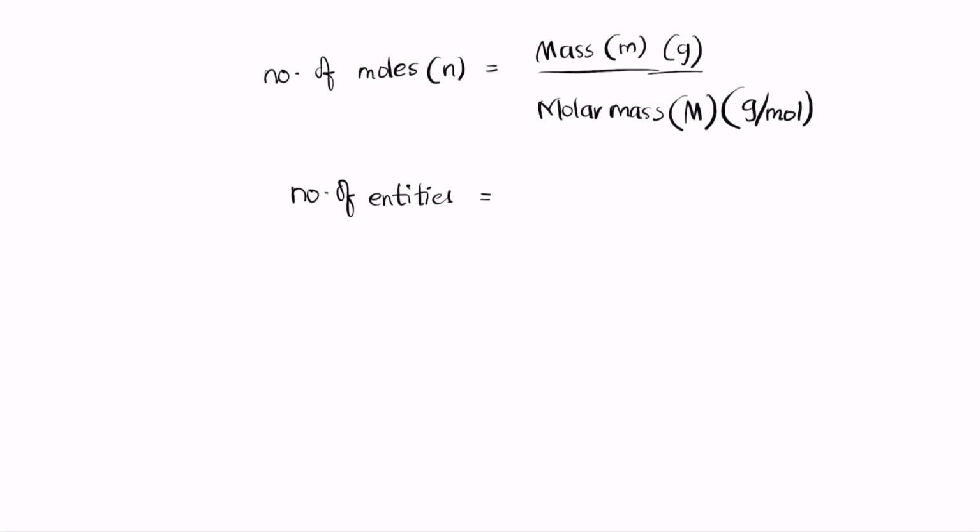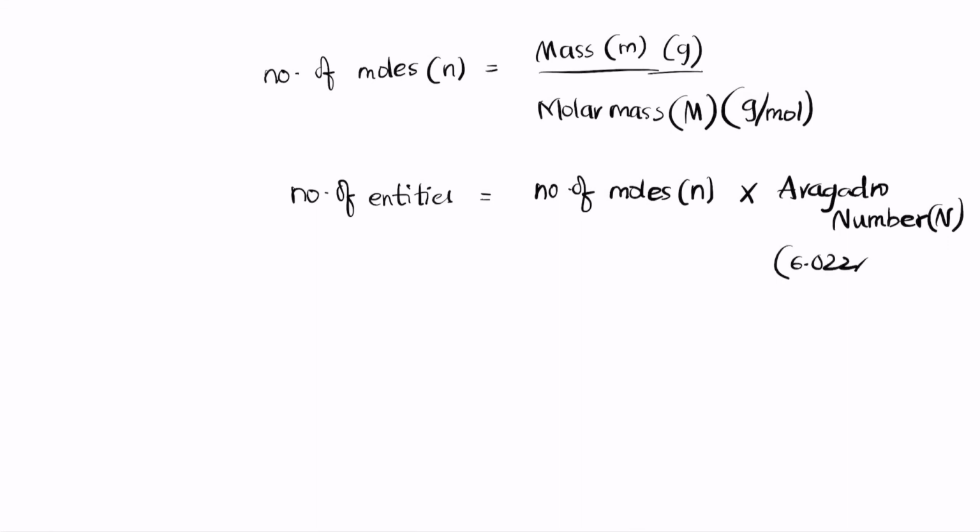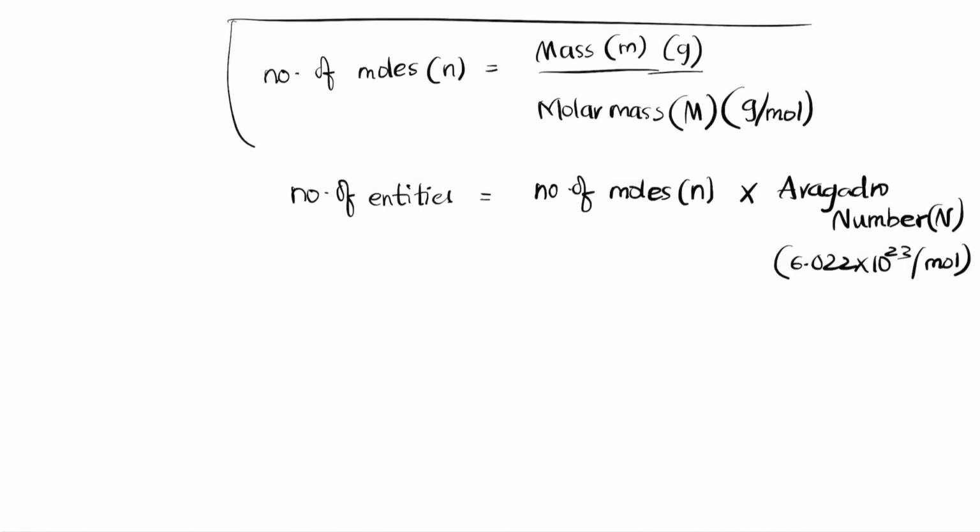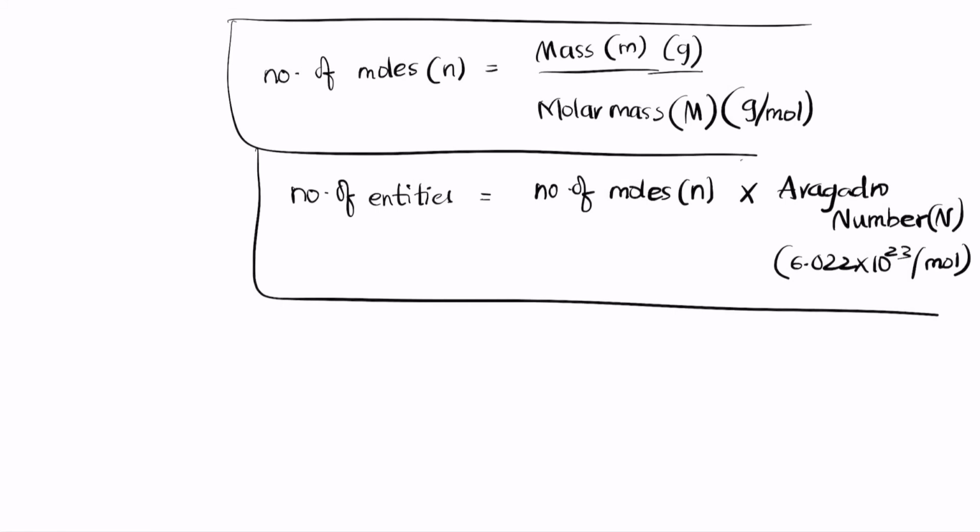So the number of entities is the number of moles N times the Avogadro number. The value is 6.022 times 10 power 23 per mole. So remember these two formulas. If you remember these two formulas, the entire first part of this chapter becomes easier.